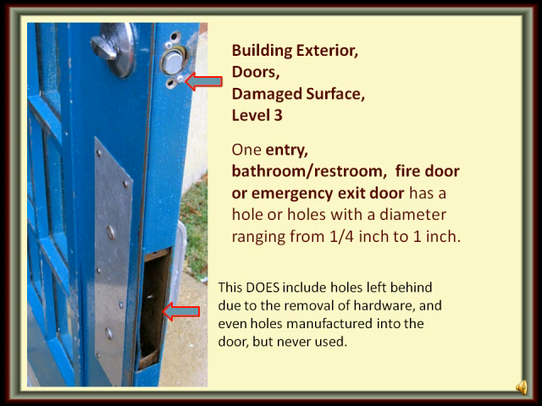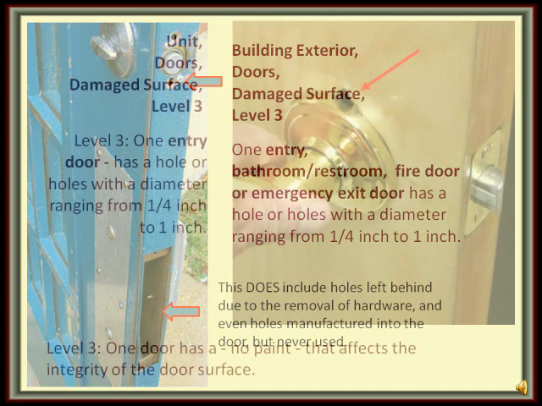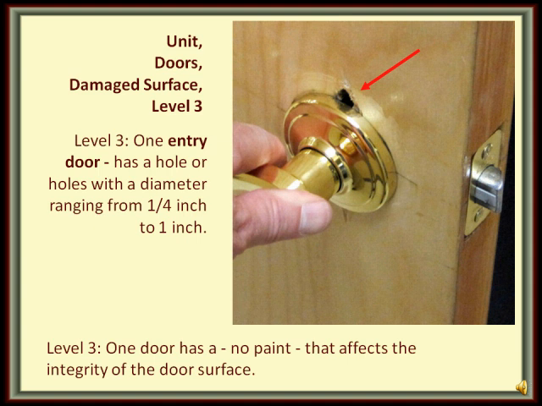So, in this example picture, we have an example of a building exterior door with a damaged surface, level 3. This is an entry door. Our level 3 definition said that an entry door, bathroom or restroom door, a fire door or emergency exit door has a hole or holes with a diameter ranging from 1/4 inch to 1 inch. And again, this does include holes left behind due to the removal of hardware. The same holds true for unit doors. A 1/4 inch hole in a unit door would be called unit doors, damaged surface level 3.